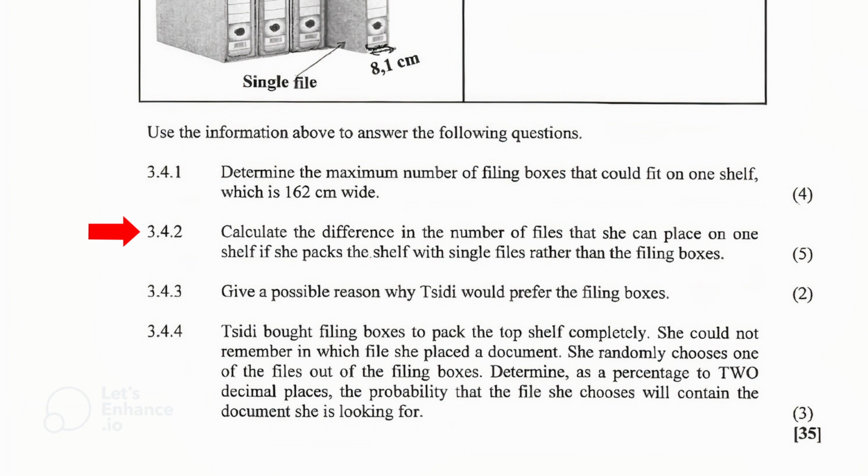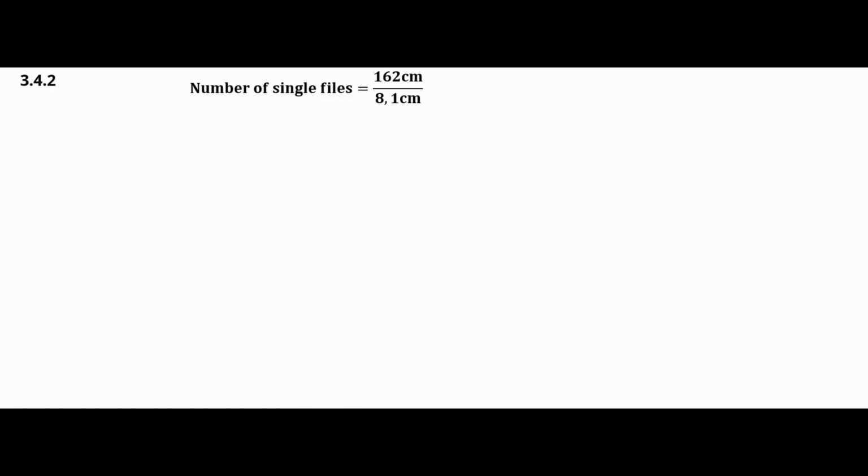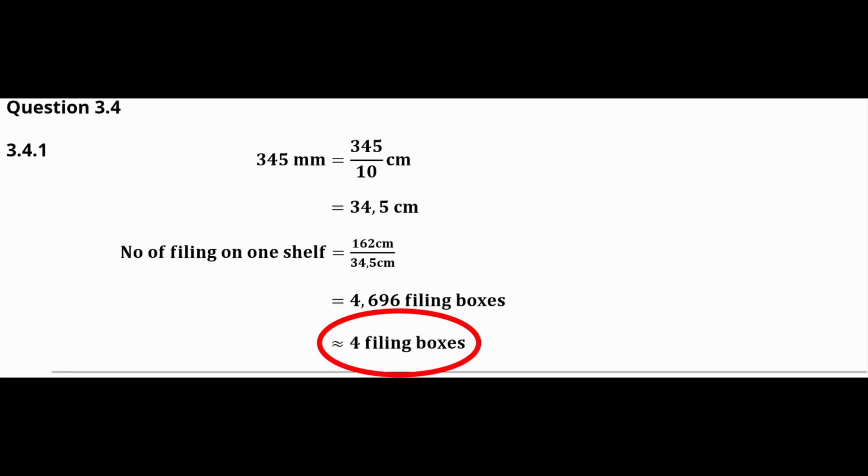3.4.2. Calculate the difference in the number of files that she can place on one shelf if she packs the shelf with single files rather than the filing boxes. If she decides to pack the shelf with single files, the number of files that you can fit in a shelf is 162 centimeters divided by 8,1 centimeters, and this equals 20 files. From question 3.4.1, the number of filing boxes that can fit on a shelf is 4.